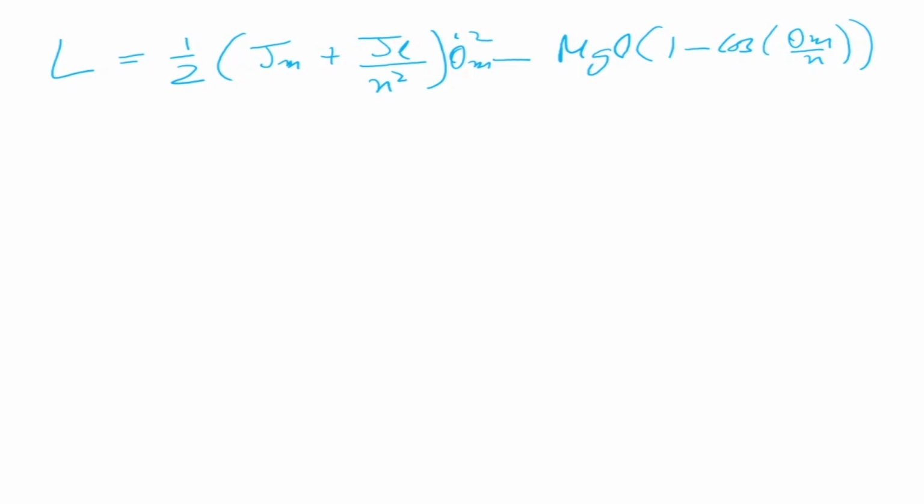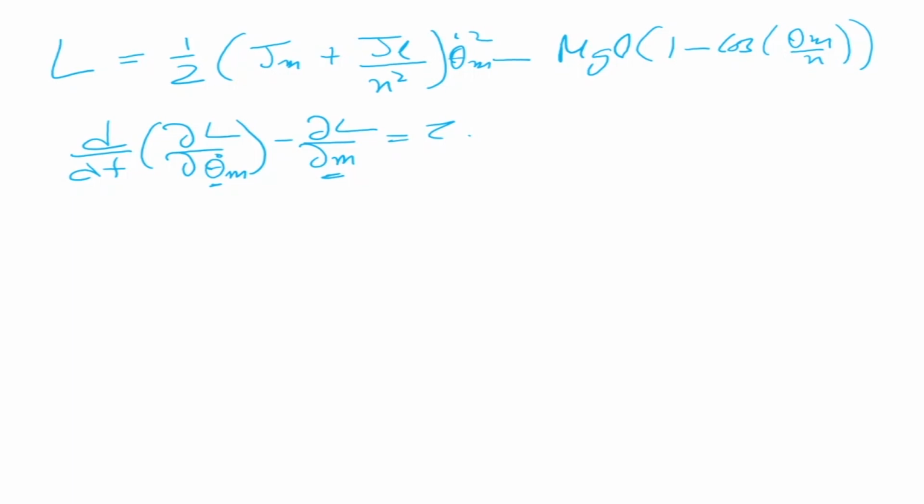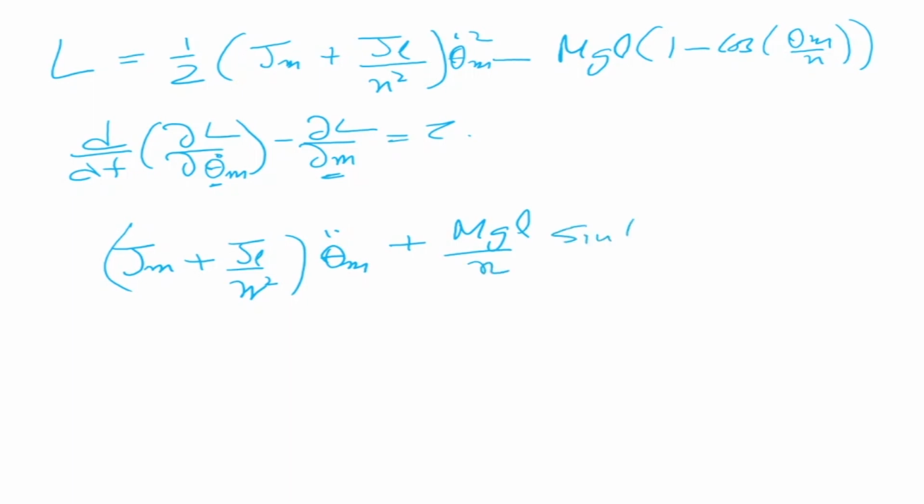Then I take it and I put it in this equation, d dt of dL by d theta m dot, minus dL by d theta m, is equal to tau. So the variable here is theta m, so I'm writing theta m here. Now if I put it into this equation, what we get is (Jm plus Jl n squared) theta m double dot plus (mgl by n) sine (theta m by n) is equal to tau. This is my equation of motion of that one link system.